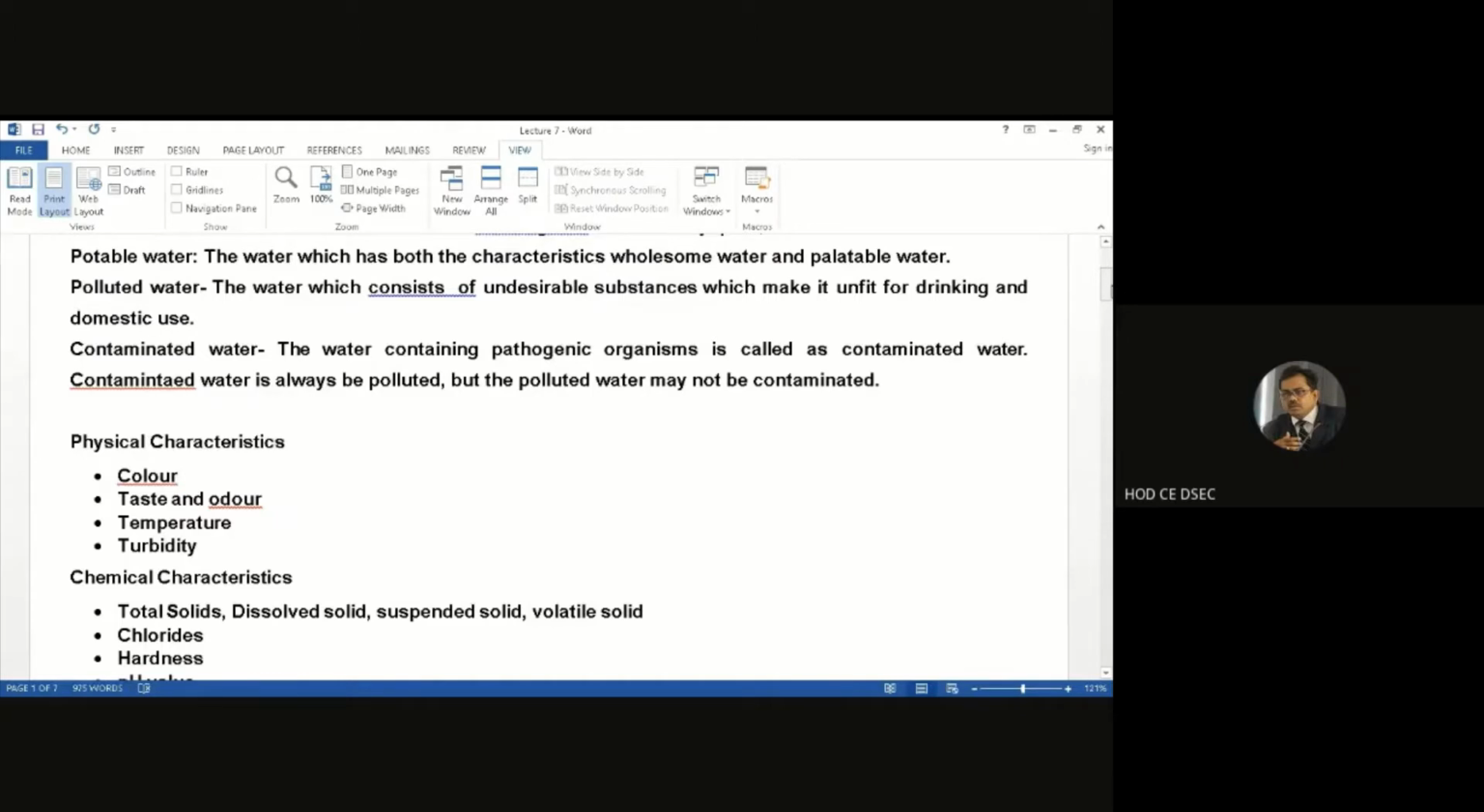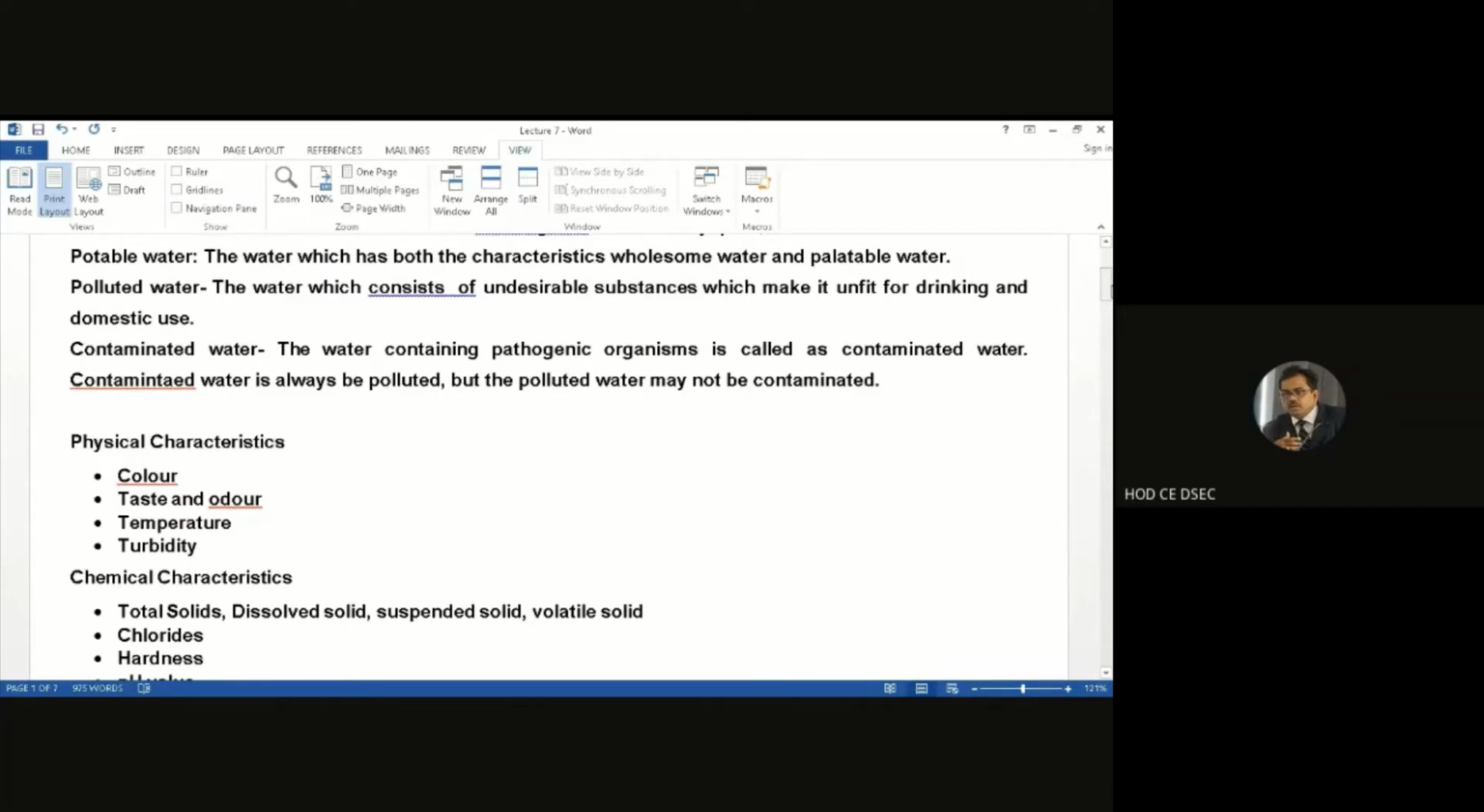The temperature of the water, we can also feel whether it is hot or cold. So this is also under the physical characteristics. Turbidity means how turbid the water is. That means the turbidity we can visually inspect, visually classify the characteristics of water as a turbid water or not. So these are the basic parameters.